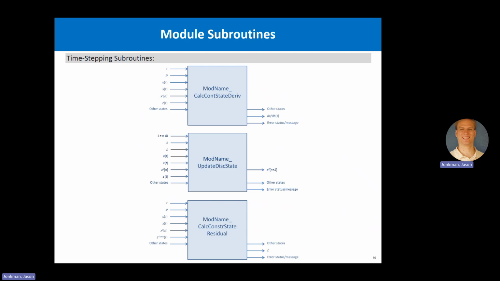Update discrete states is that big XD function we talked about earlier. Given values at t, it basically advances to t+1. Then calculate constraint state residual is the routine that will return the big Z function that we want to zero out in our constraint. So when you're searching the code, you'll find these routines, and these are the ones doing the math that we talked about at the very beginning.